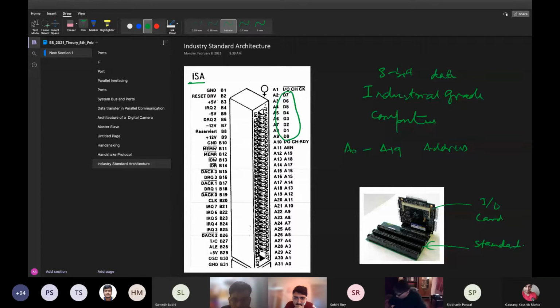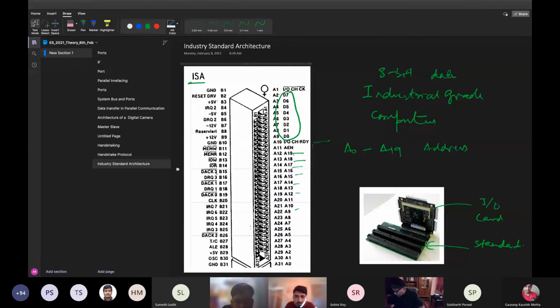So the nomenclature is A1 to A31 here, B1 to B31 here, and these are the signals. When you make your card, you have to comply with these signals. These are the address lines. And there is IO channel ready, an input signal for handshaking. Then you have interrupt request, IRQ 2, 3, 4.